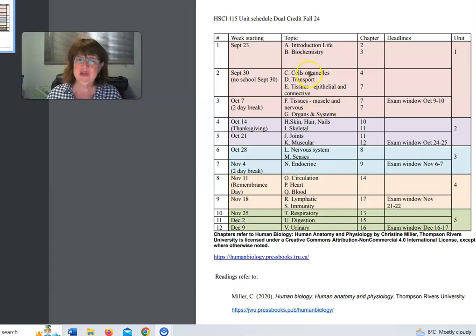So if you remember, cells working together form a tissue, tissues working together form an organ, and organs working together form a system. So that's what we're looking at. And we are now coming to the end of Unit 1.